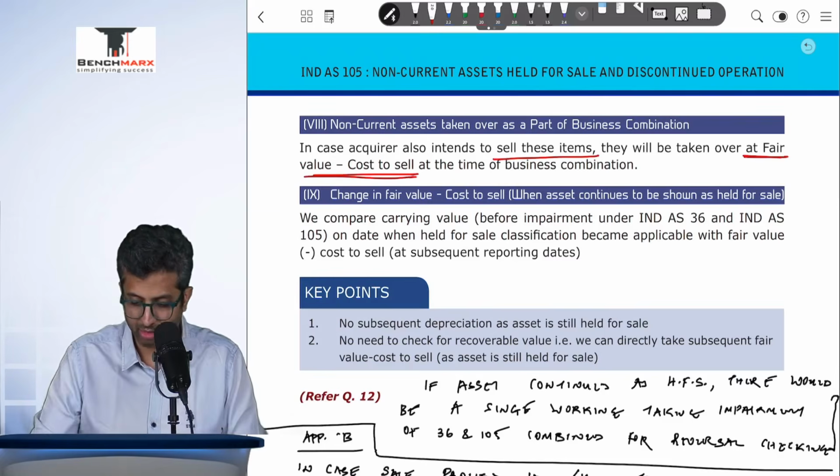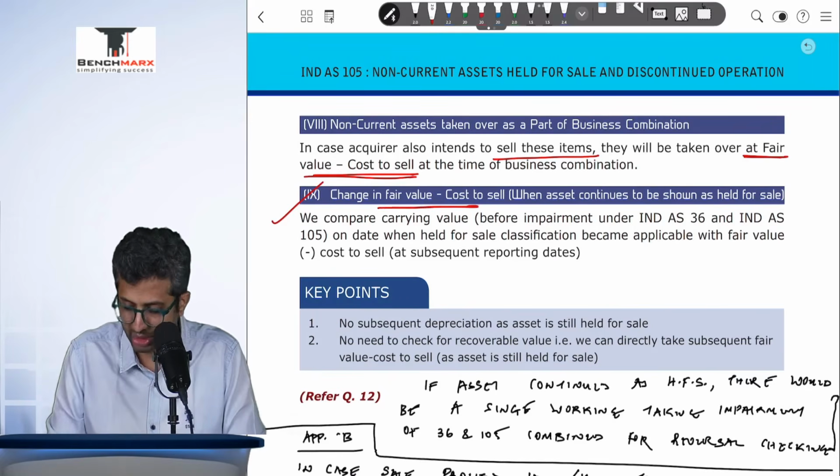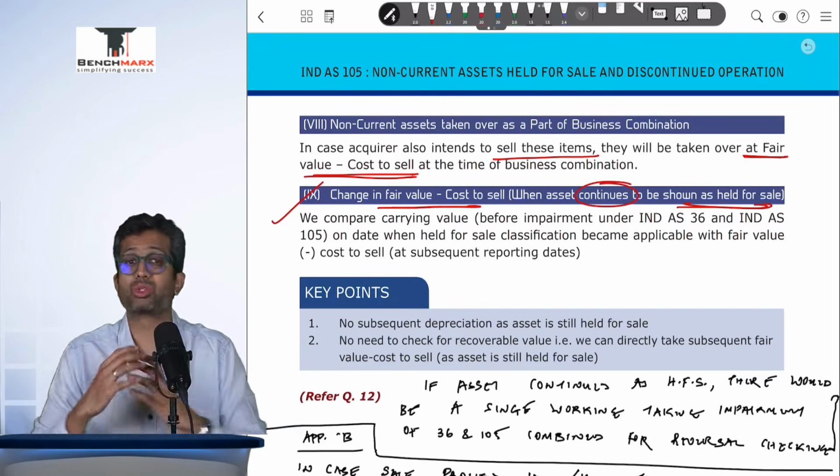Further, it is possible that there is a change in the fair value less cost to sell when the asset continues to be shown as held for sale. Earlier we said that what if there was a change in the plan to sell?